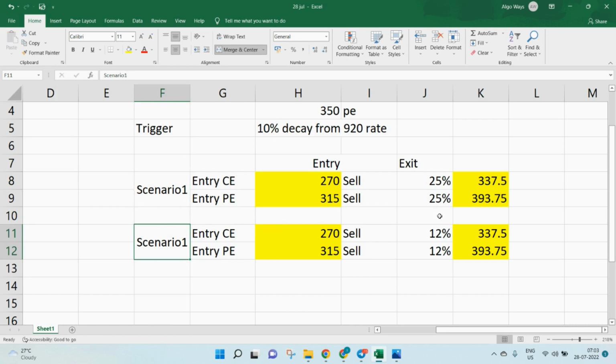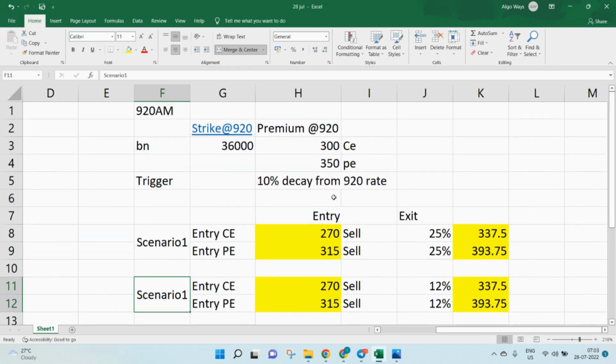Okay, this is for Bank Nifty. Same is applicable for Nifty as well. So let me just summarize the logic first. At 9:20 a.m., we will see what is the ATM strike. It means where is the Bank Nifty spot. The strikes I am saying spot basis, and we note down the premium of that particular strike at 9:20.